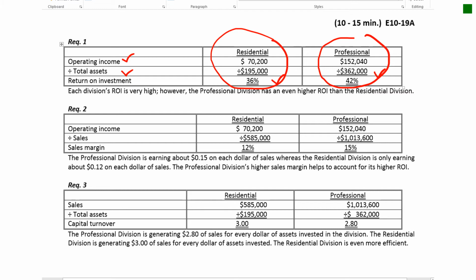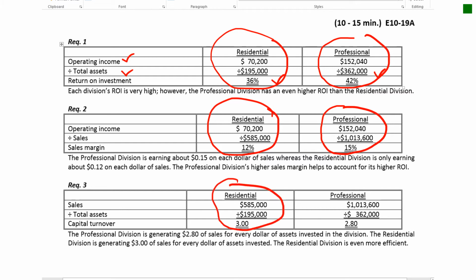So if you look at part 2, they want you to do your sales margin, which is your operating income divided by sales. Again, for residential, you would get 12%. For professional, you just divide, you'd get 15%. Then on part 3, you get the capital turnover. On that one, you take sales divided by total assets. Again, you just have to divide.